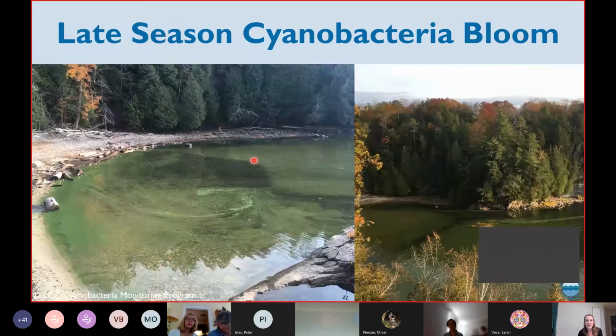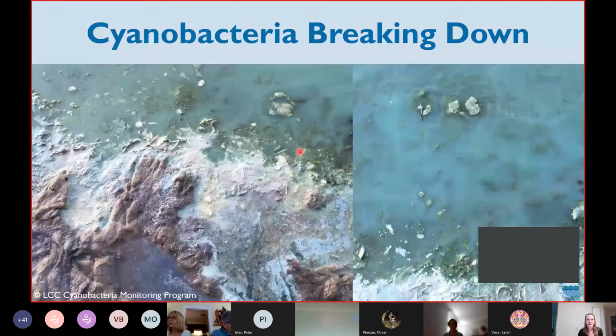And here's a late season bloom. This was October 30th at Little Eagle Bay, Rock Point in Burlington. So October 30th in 2019, blooms can happen still later in the season. That's why we want to always, even when the water may appear too cold for you to go in, that's not the case for your pets. So you always want to be checking the water anytime you're strolling along it with little kids or pets, anybody that is potentially going to have contact with it.